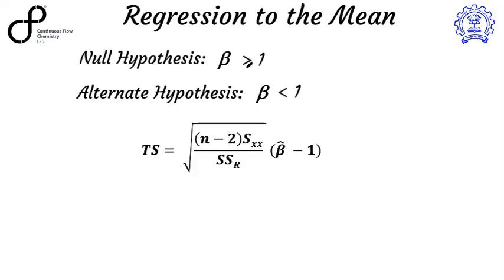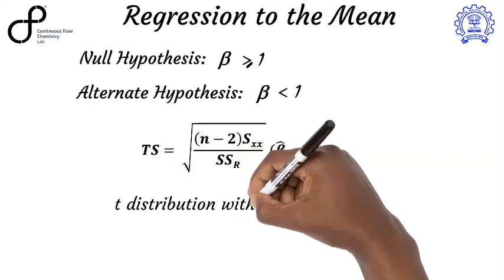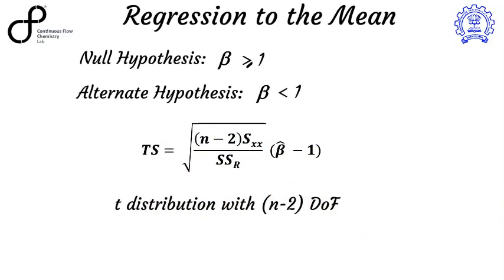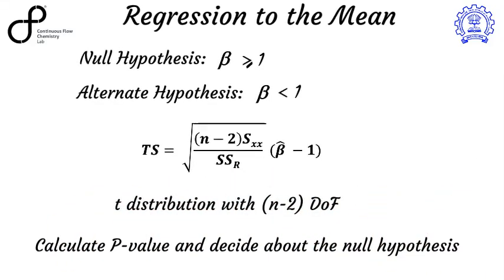Now, our test statistic will be a t-distribution with n-2 degrees of freedom, as shown here. It is simple for us to now calculate the p-value using the sample data and decide about the null hypothesis.